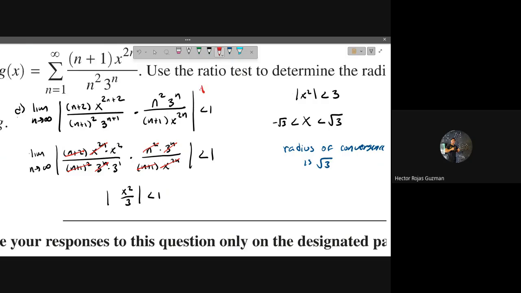You get 1 point for setting up the ratio test. You get 1 point for applying the limit, and you get 1 point for the radius. I didn't have to check the endpoints because the question wasn't to find the interval, it was to find just the radius. So it didn't matter if these were going to be included or not. All right. Yeah, there you go. Questions 5 and 6.